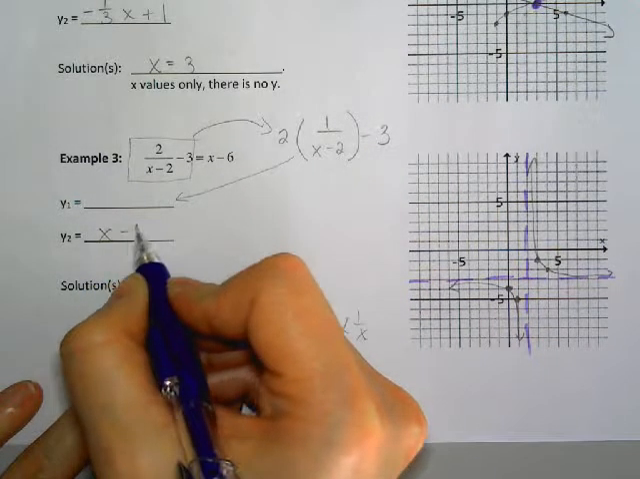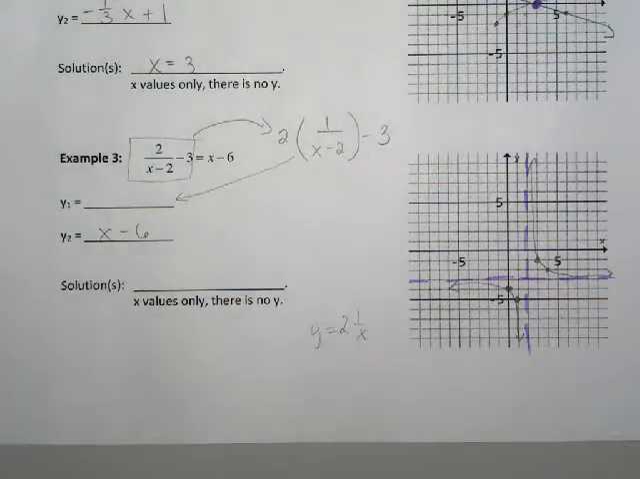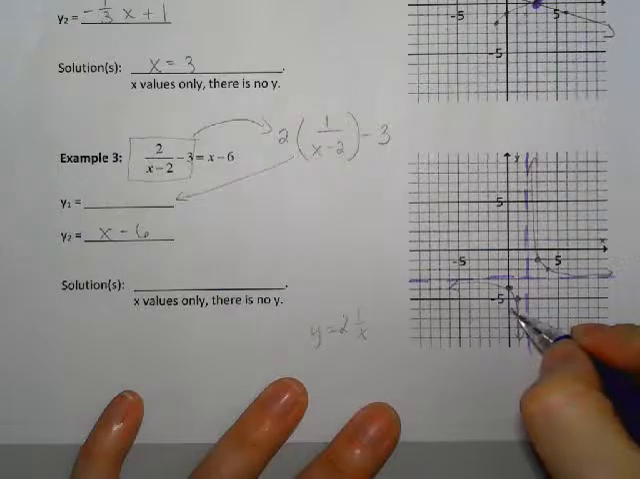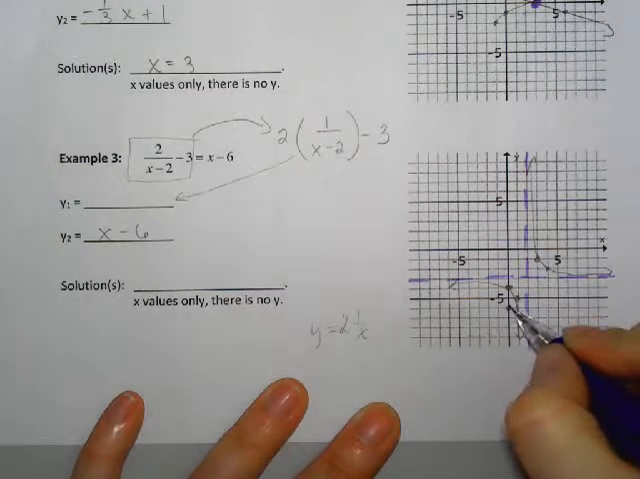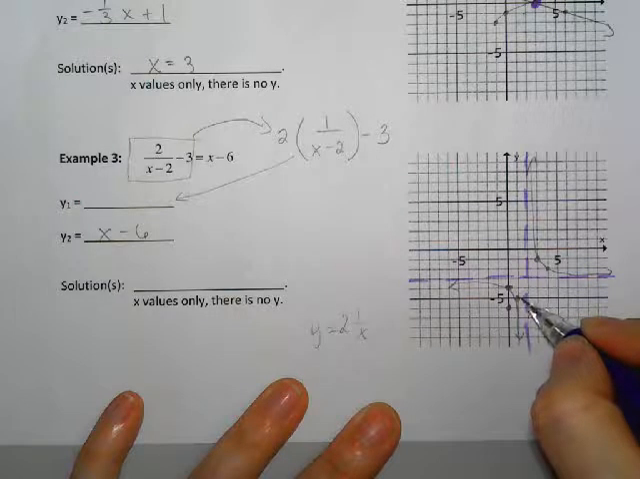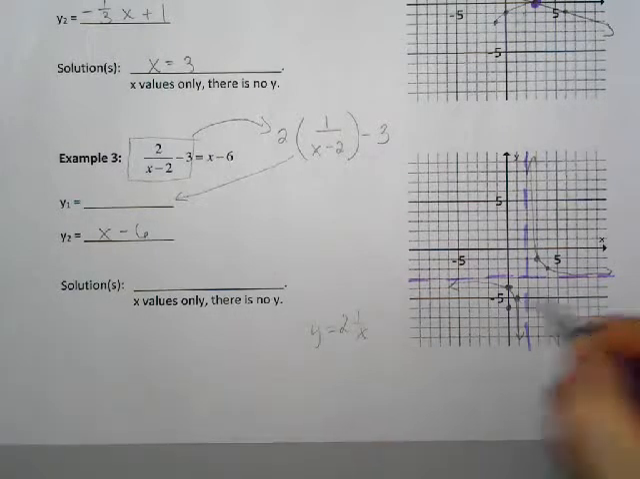And then my other one, x minus 6, what form is that taking? x minus 6 is what kind of graph? A line. Where does that line start? Negative 6. And from negative 6, where do I go? Up 1 and over 1.